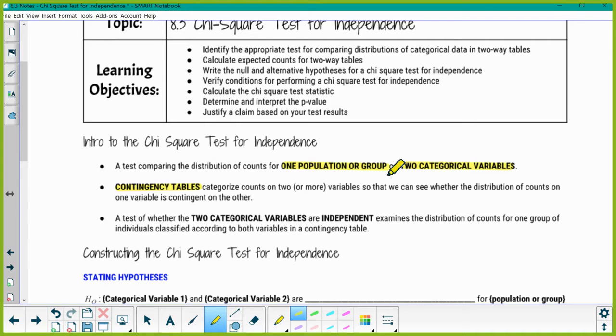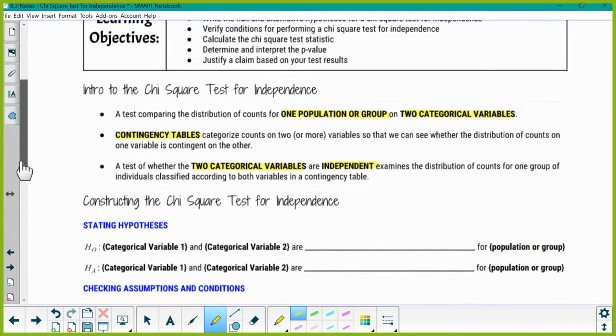So, a test of whether the two categorical variables are going to be independent. That's basically what we're asking. Are they standalone categorical variables, or is there some type of association? So, it examines the distribution of counts for one group of individuals classified according to both variables in a contingency table. So, we're trying to see, is there some type of association between categorical variable A and categorical variable B?